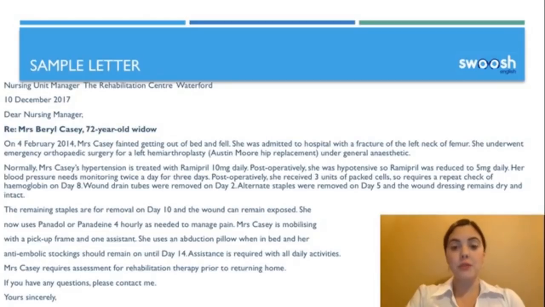Wound drain tubes were removed on day 2. Alternate staples were removed on day 5, and the wound dressing remains dry and intact. So that, so far, is our treatment of Mrs. Casey and what you've done.